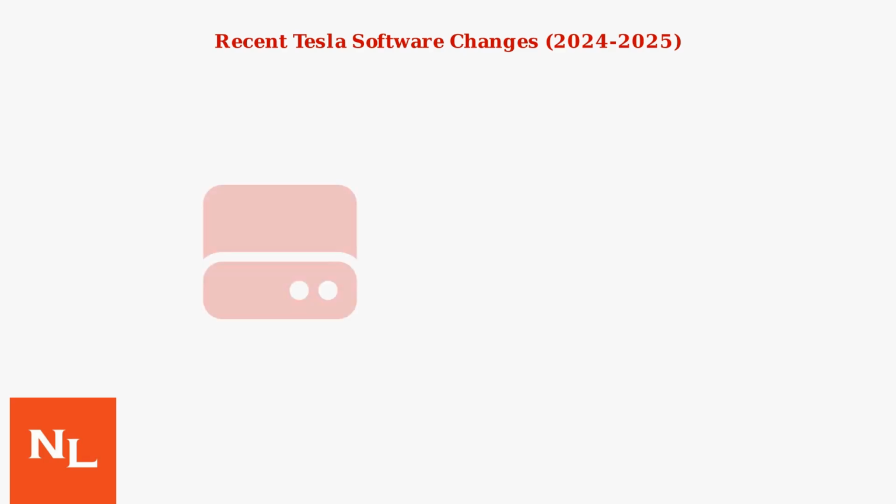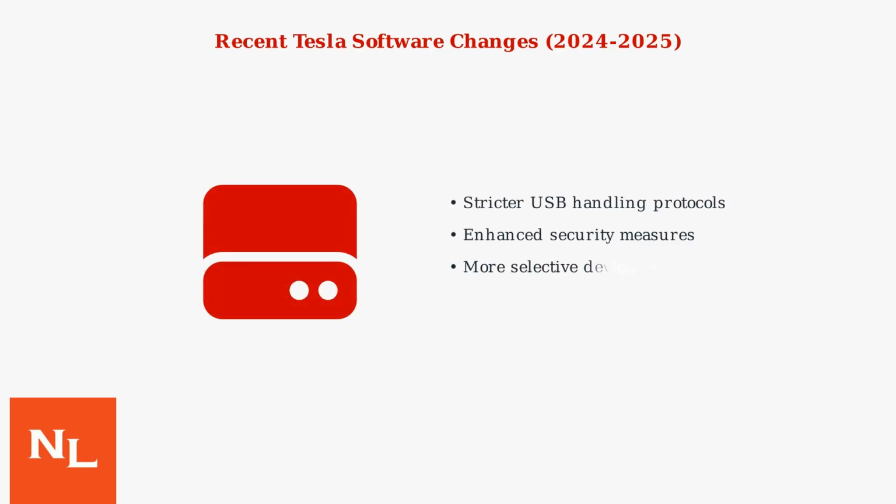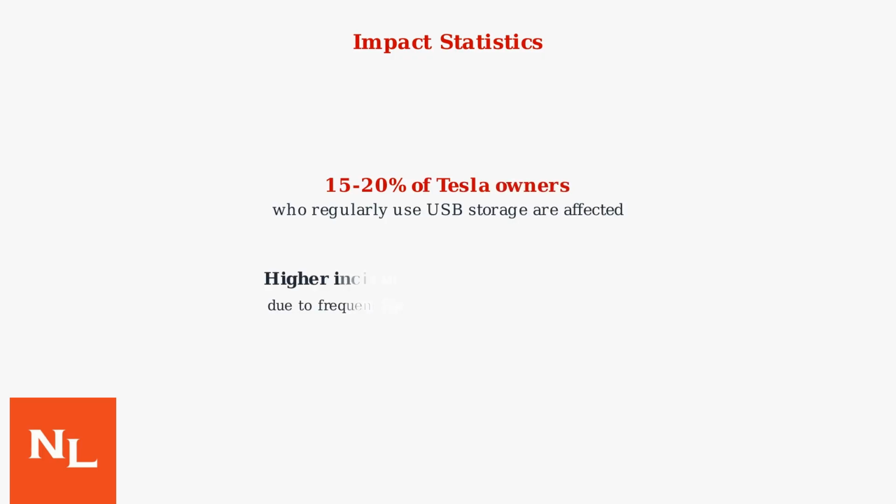Tesla's software updates through 2024 and early 2025 have introduced stricter USB handling protocols and enhanced security measures. The system has become more selective about which USB devices it will mount, though it now provides better error reporting to help diagnose issues. This error affects approximately 15 to 20% of Tesla owners who regularly use USB storage devices.